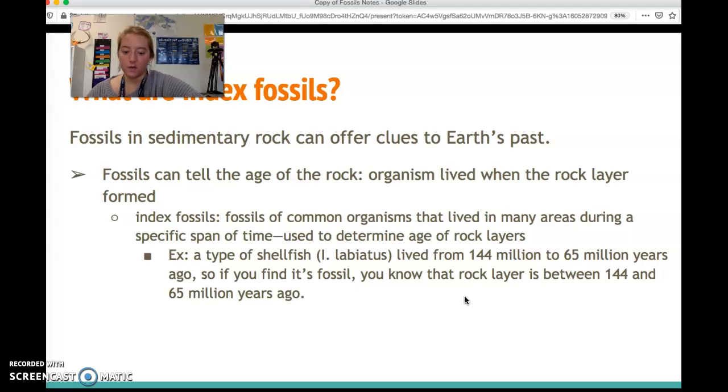For example, a type of shellfish, Labiatus, lived from 144 million years ago to 65 million years ago. So if you find its fossil, you know that the rock layer is between 144 and 65 million years old. But again, it's relative, and these aren't exact sciences like our absolute dating, so it's just a pretty good educated guess of when that rock was formed, but it's not absolute.